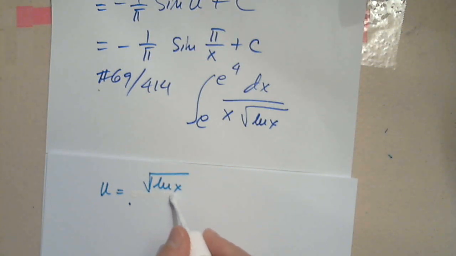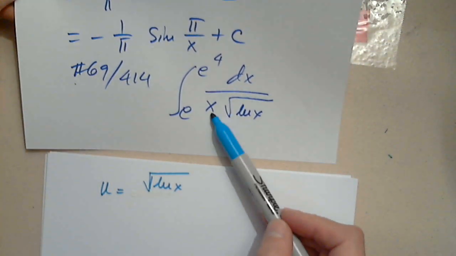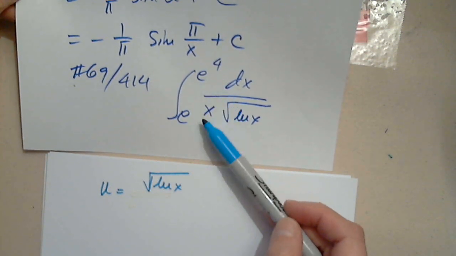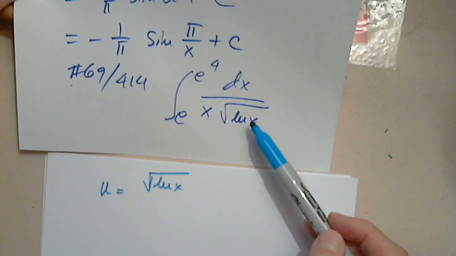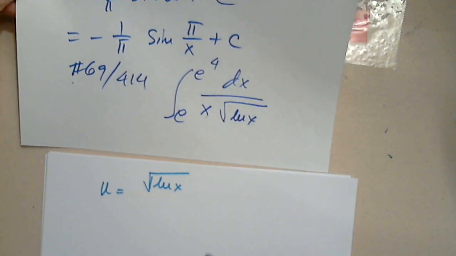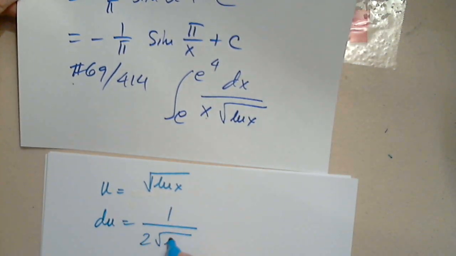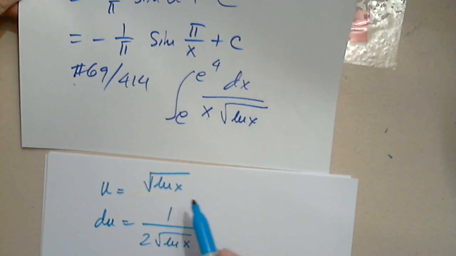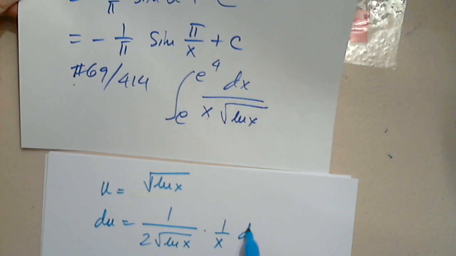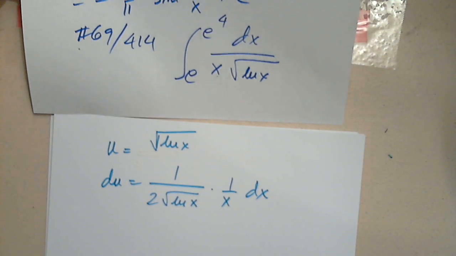I'm just testing two different substitutions to see what happens. And of course I have to test whether the function is continuous. So this is continuous between e and e to the fourth. It's not continuous at 0. And here, natural log e is 1, so yes, it is continuous, no problems. So then du will be 1 over 2 times the square root of natural log x, times the inner function prime, which is 1 over x dx. And that is the best. I don't have to test the other one. That is the best substitution.